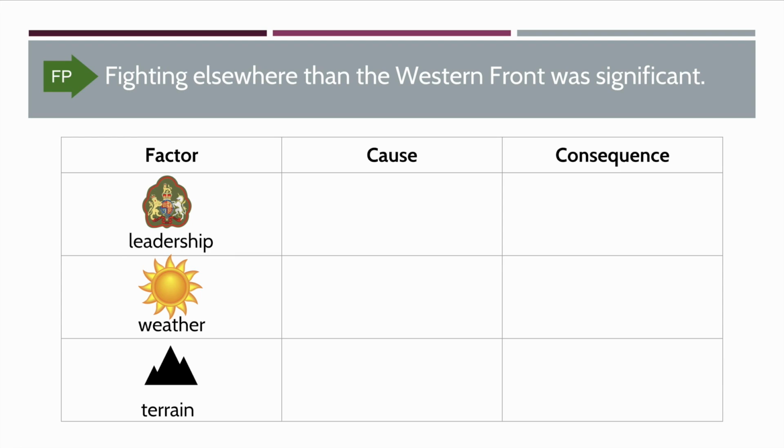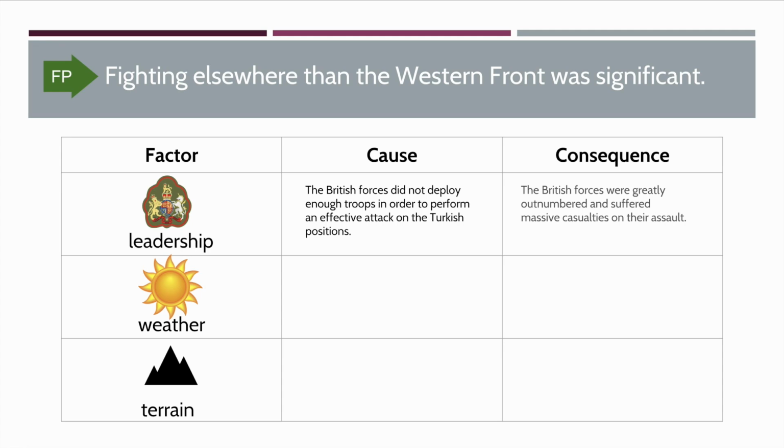So on the left-hand side, I came up with 3 major categories that led to the failure of the Gallipoli campaign. Leadership was the first one. The cause is that the British forces did not deploy enough troops in order to perform an effective attack on the Turkish positions. What was the consequence of that? The British forces were greatly outnumbered and suffered massive casualties on their assault.